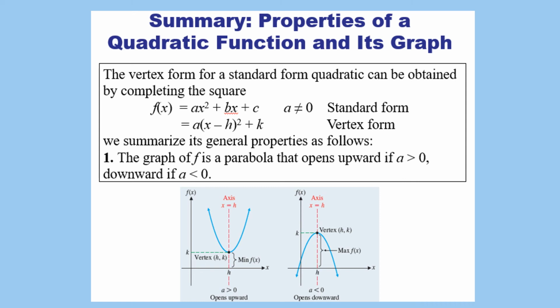When you have this vertex form, you'll have (h, k) as the vertex. Sometimes it will be the minimum if the parabola opens upward. If it opens downward, then that will be the maximum. So you have to either find the minimum value or the maximum value of the function. The vertical line passing through that vertex will be the axis.